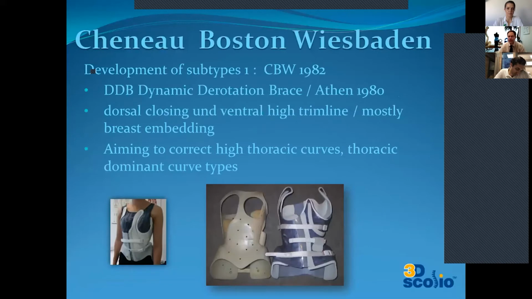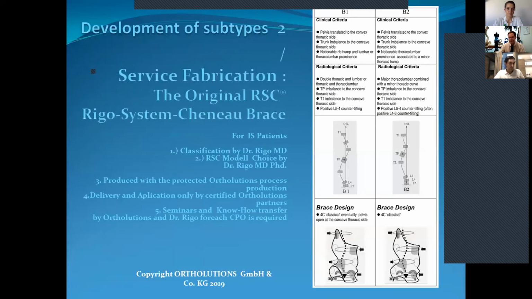Immediately, the Chenot idea, the Chenot philosophy was taken and developed further to special indications. So, for example, the Wiesbaden group was doing some constructions to attack high thoracic deformities or rotations with a CBW brace. Dr. Rigo from Spain was developing actually an own classification. This classification was, as far as I saw, the first classification for conservative treatment, for constructing braces. So that was a big step in the conservative, in the bracing direction.